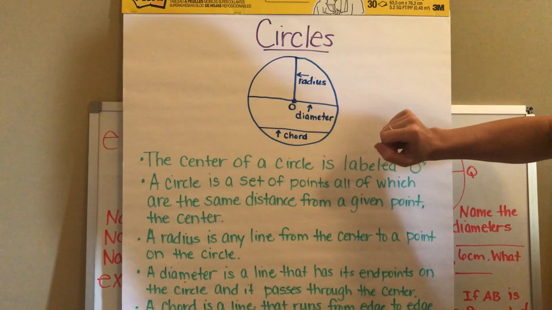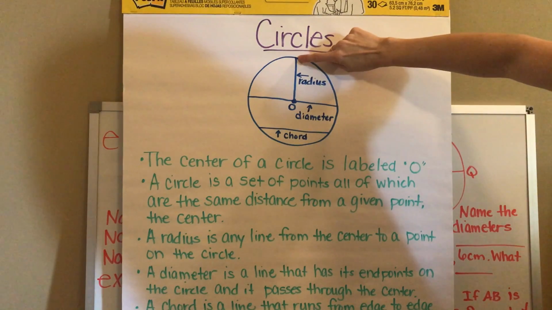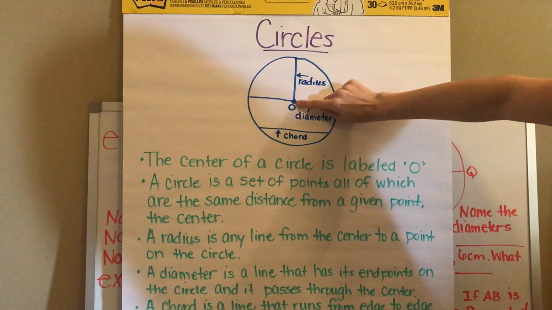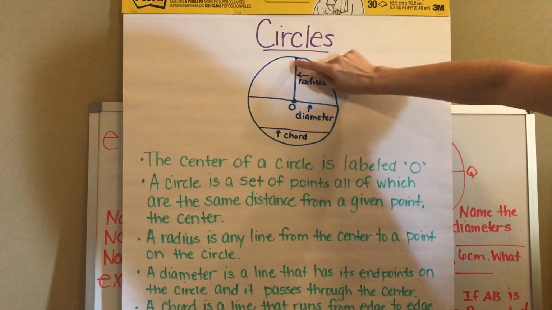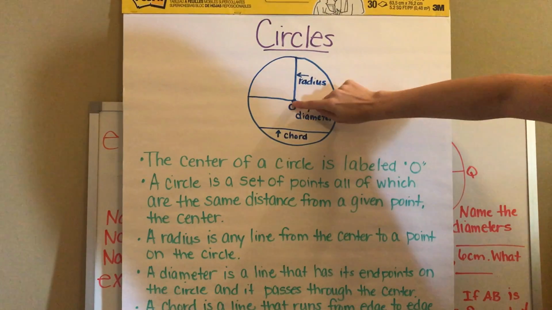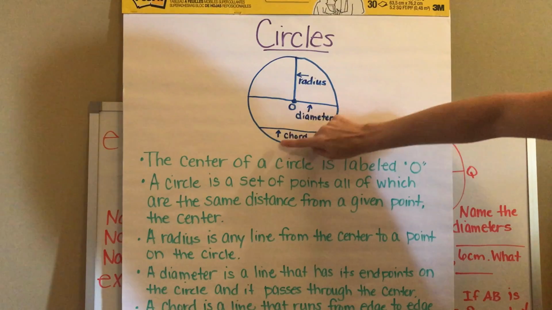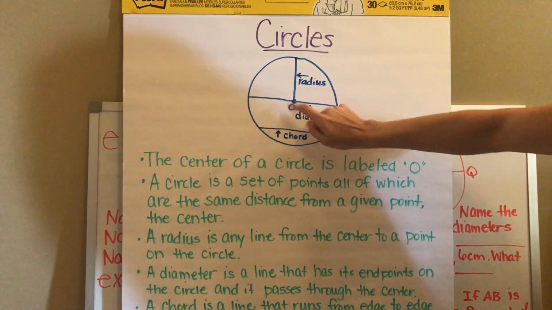The first one we have is a radius, and the radius right here is going to touch this outer edge of the circle, and it's going to go just to the middle. This is our center point, and it is O. So anywhere on this circle that you go from this outside circle to the middle, that is going to be a radius.